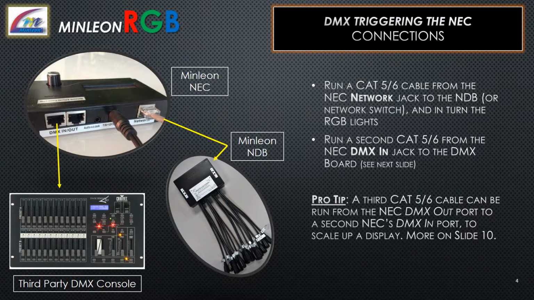Connections. Run a Cat5 cable from the NEC network jack to the NDB and in turn the RGB lights. Run a second Cat5 from the NEC DMX in jack to the DMX board. Pro tip: a third Cat5 cable can be run from the NEC DMX out port to a second NEC's DMX in port to scale up a display. More on slide 10.